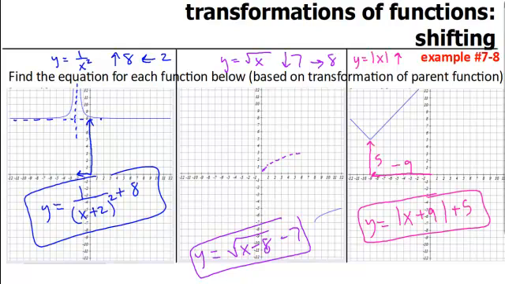Okay. Questions on finding the equations of a graph that you see?